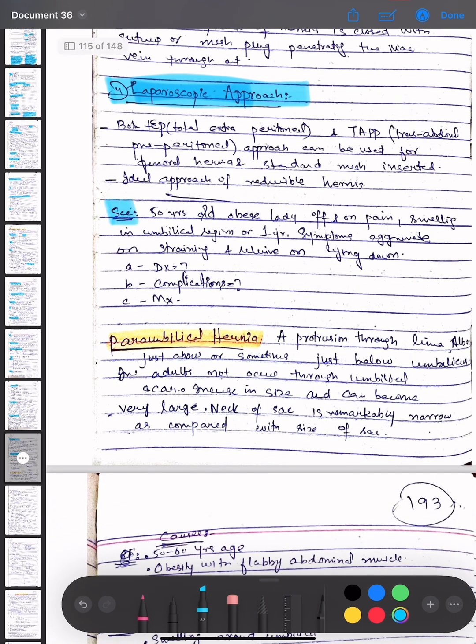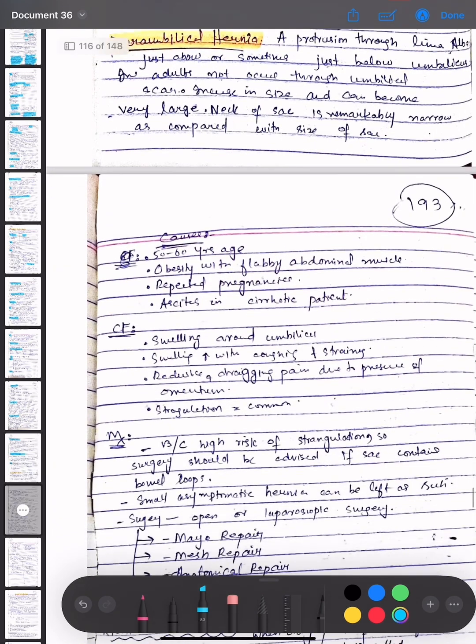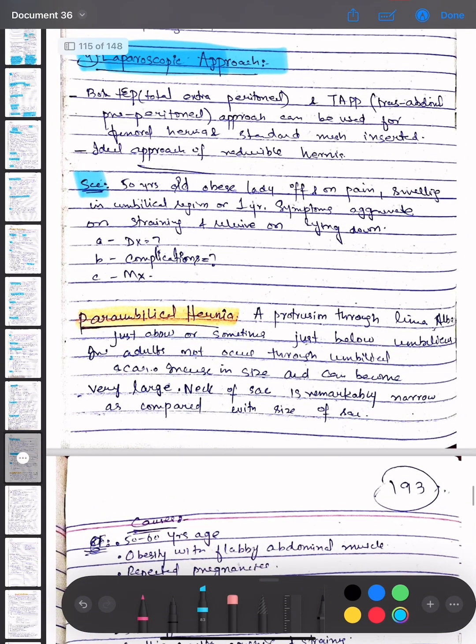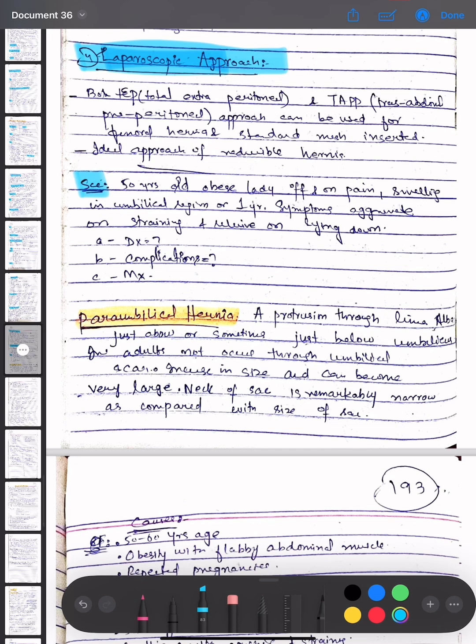Now the scenario: we have a paraumbilical hernia. A 50-year-old obese lady presents with pain and swelling in the umbilical region for 1 year, sometimes aggravated on straining and relieved on lying down. So what is the diagnosis, the complications, and the management?